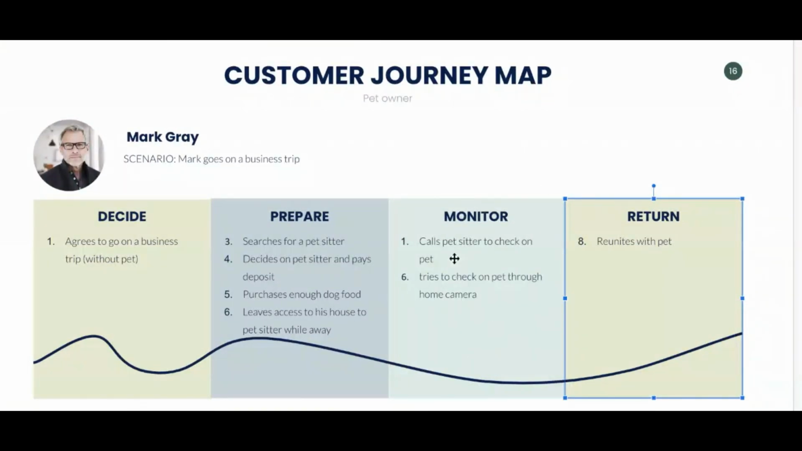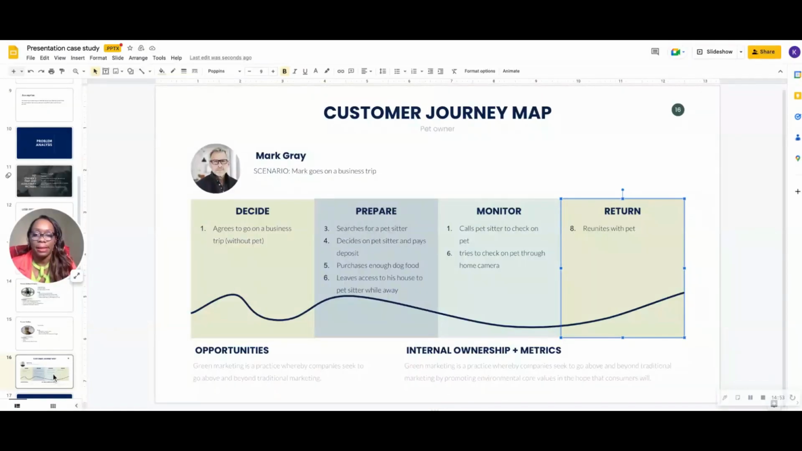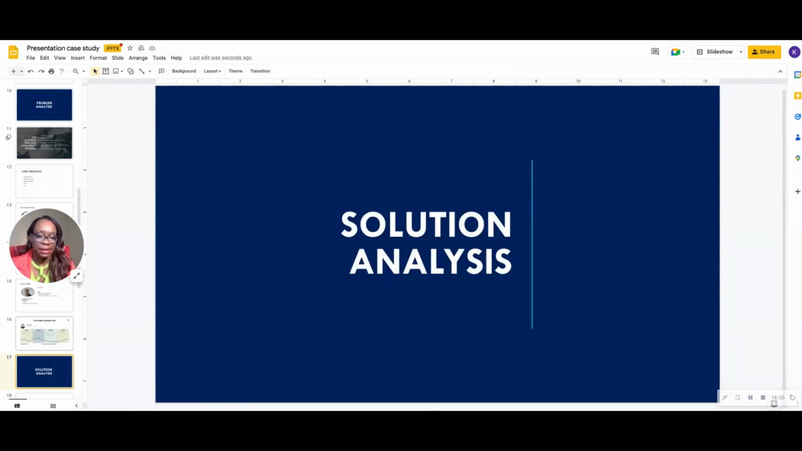So at this point where the monitoring is the lowest point in his journey, what can we do to improve this to make sure he's not as anxious because he's not able to monitor very well? So these are some of the questions that we consider when we're building out our pet dispenser app and physical product.